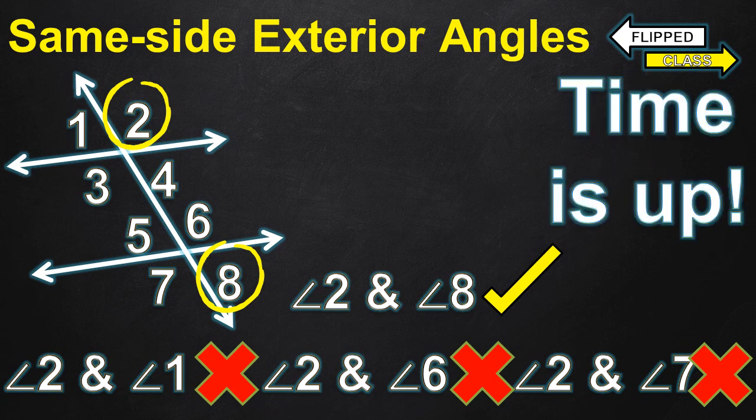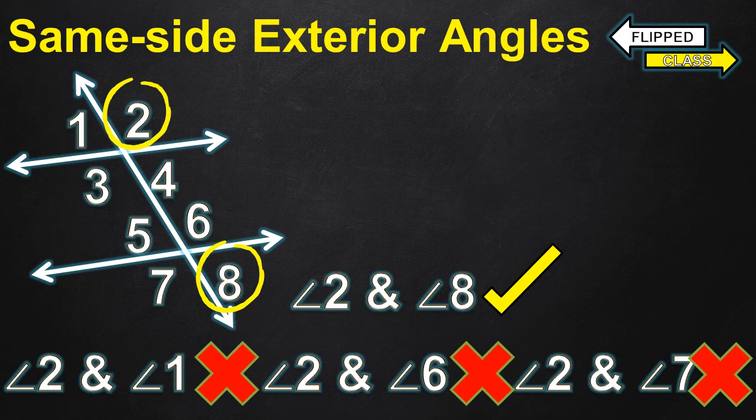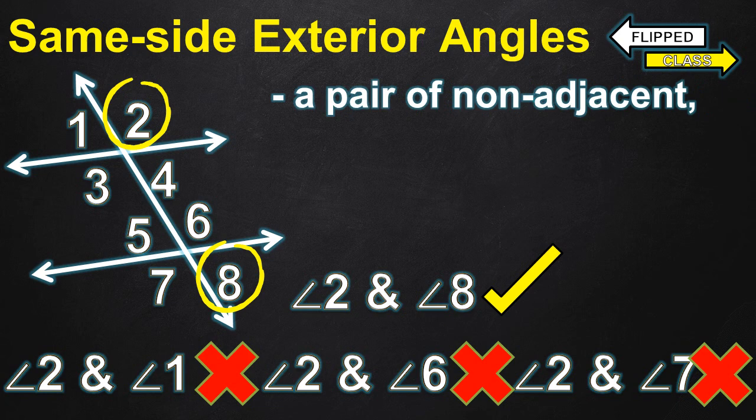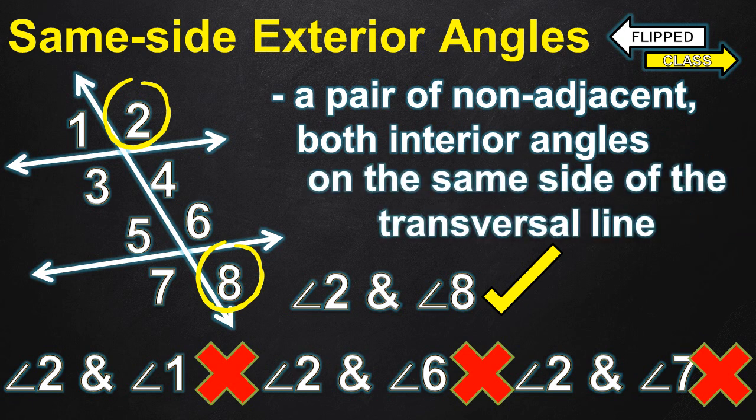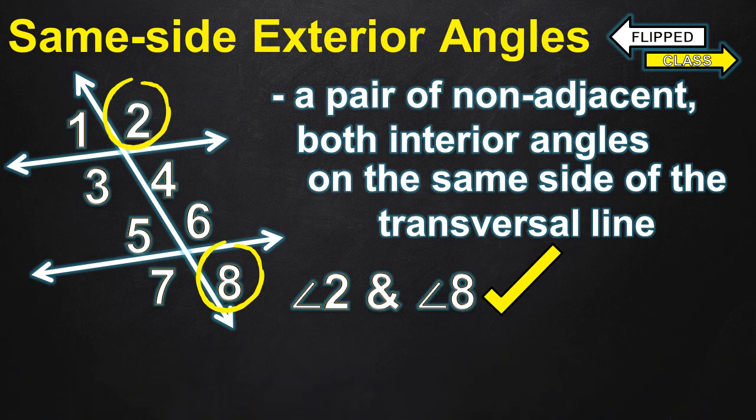Time is up. All right. Yes, you're right. Same side exterior angles, from the name itself, must be a pair of non-adjacent angles. That's what makes angle 1 and angle 2 incorrect. We say exterior, yes, that's correct, both found on the exterior. By the way, that's exterior, on the same side of the transversal line.